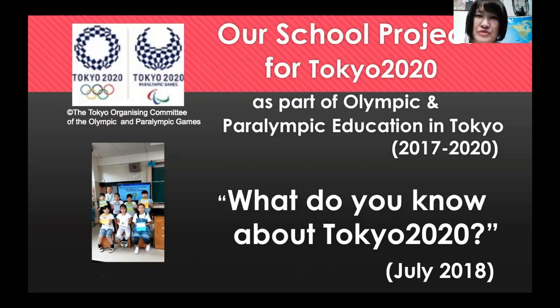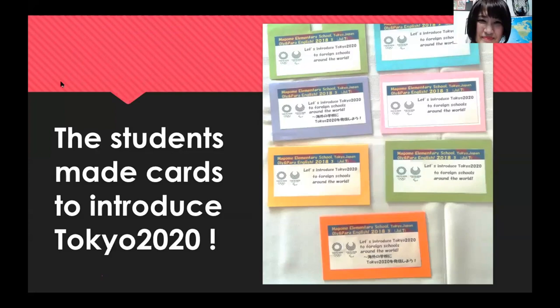This is our school project for Tokyo 2020 as part of Olympic and Paralympic education in Tokyo. This activity's title is What Do You Know About Tokyo 2020? The video works? No? Okay, the next slide, please. This group made cards to introduce Tokyo 2020. Next please.